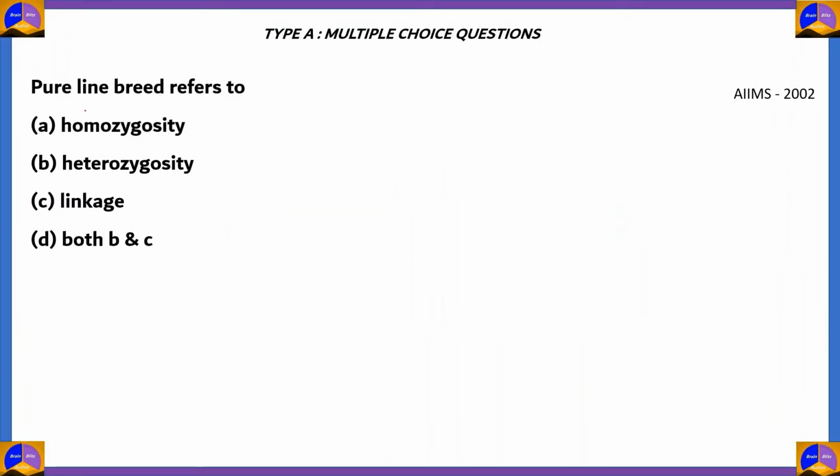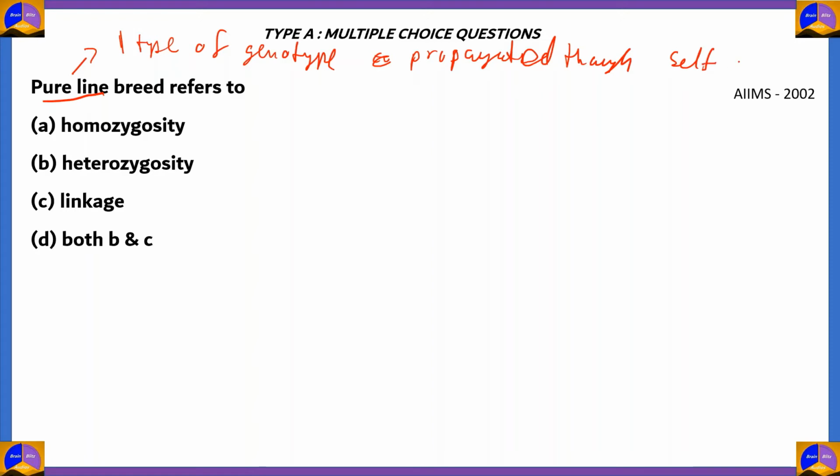Let's look at our next question. Pure line breed refers to A, homozygosity, B, heterozygosity, C, linkage, D, both B and C. Now, pure lines involve one type of genotype propagated through self-pollination for many generations. This is how pure lines are formed.